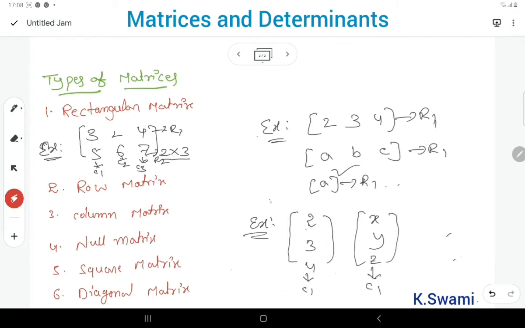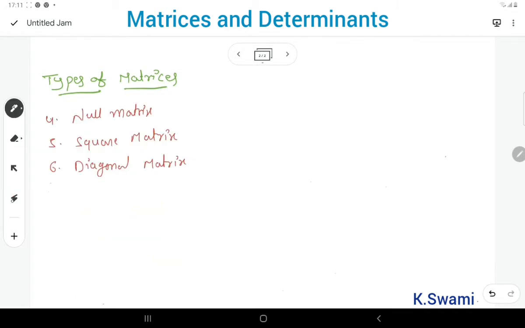Another type of matrix is the null matrix. What is the null matrix? A matrix in which each and every element is equal to 0.